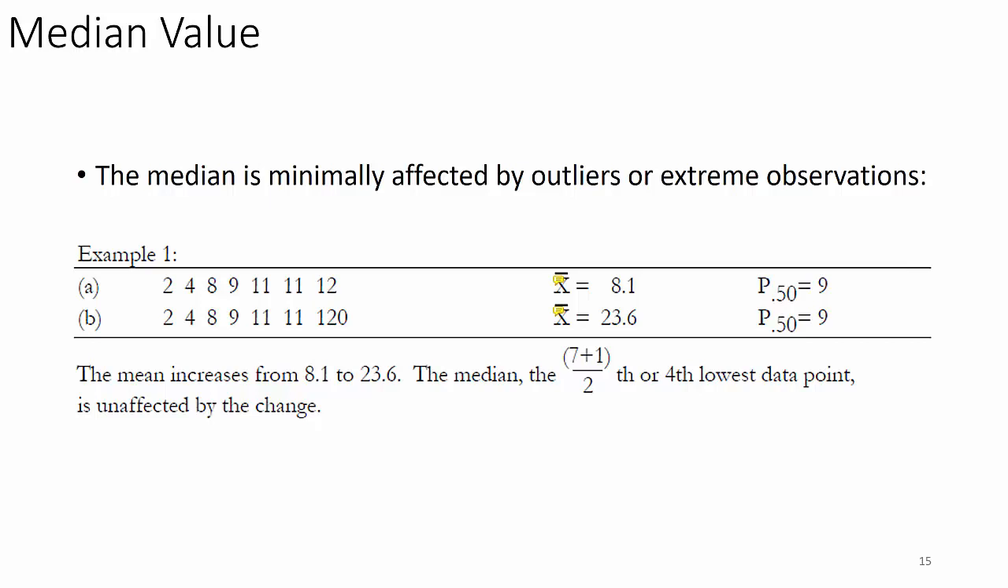Here are two examples where we have means and medians. The mean increases from 8.1 to 23.6 when the largest number goes from 12 to 120. So that simple change. The median, which would be 7 plus 1 divided by 2, or the fourth lowest data point, is unaffected by the change. Notice how this was done. We had 1, 2, 3, 4, 5, 6, 7 data points. So the midpoint is the fourth data point, 1, 2, 3, 4. So it's between those.